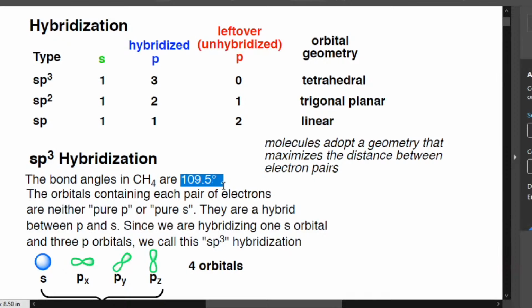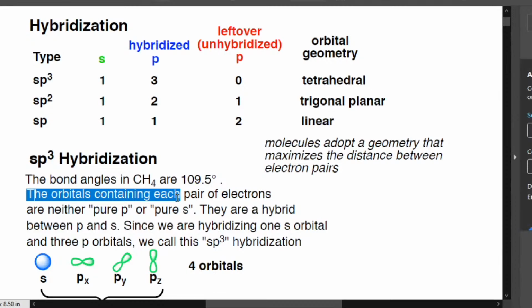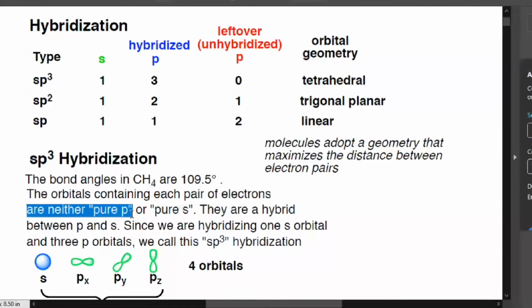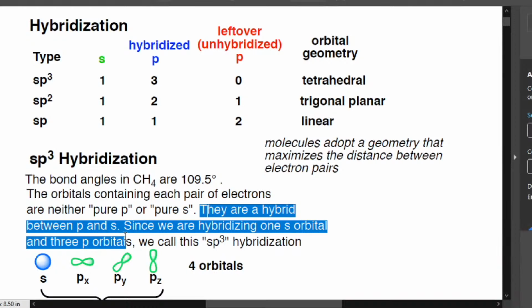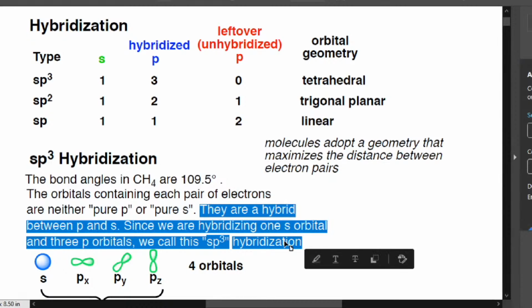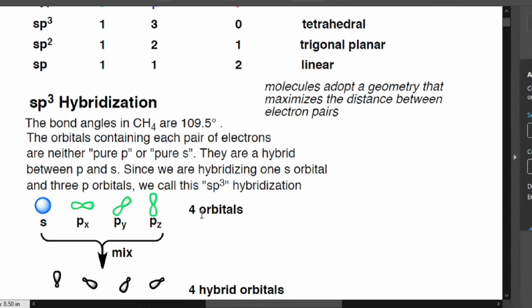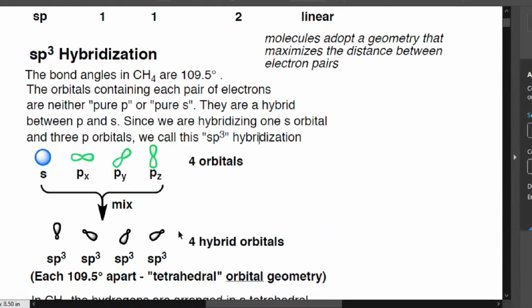So it is 109.5 degrees. The orbitals containing each pair of electrons are neither purely p nor s. They have the characters of both p and s. That means they are hybrids of p and s. Since we are hybridizing one s orbital and 3 p orbitals, we call it sp3 hybridization. Okay, so this is how sp3 hybridized orbitals are.